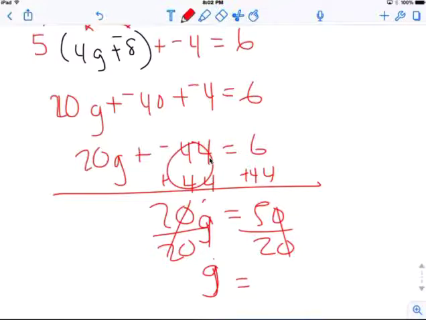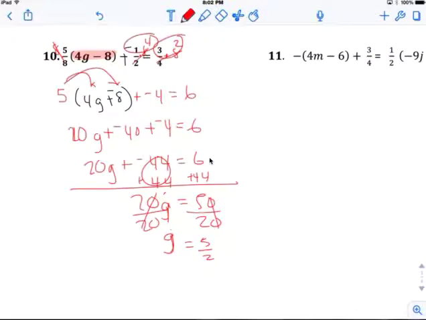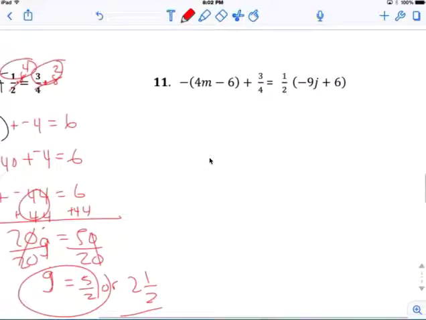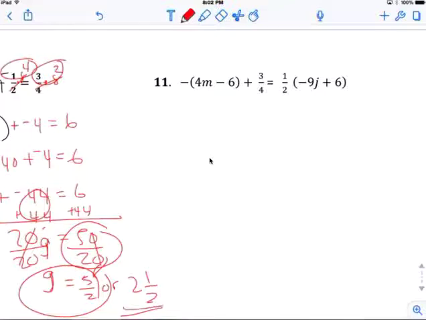Divide by 10, so it leaves 5 over 2, or 2 and 1/2. If you left it like this, that's fine. You don't have to make it a mixed number. So when you ask me to simplify, yes, always simplify to this, improper. But you don't have to make it into a mixed number.